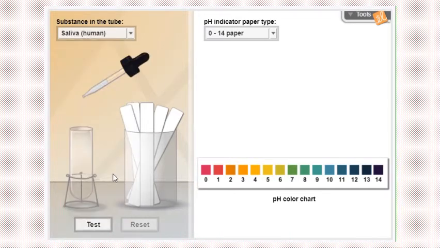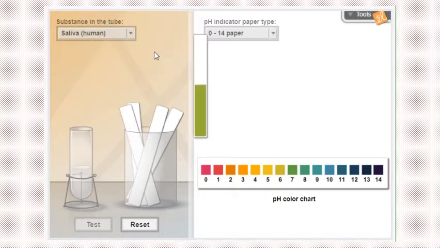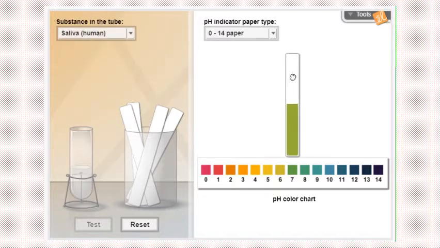The saliva. Our saliva. Is it acidic or basic? This green color shows that the saliva is almost neutral, with a pH equal to 7, so the saliva is a neutral solution.